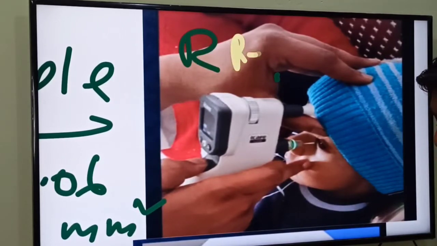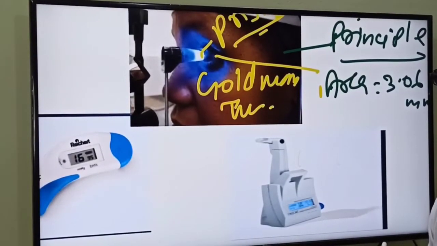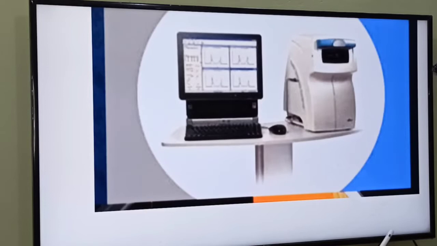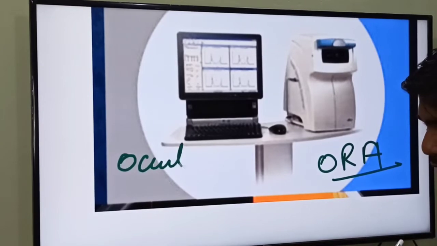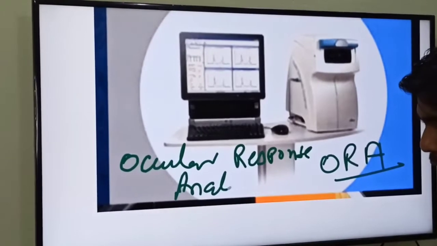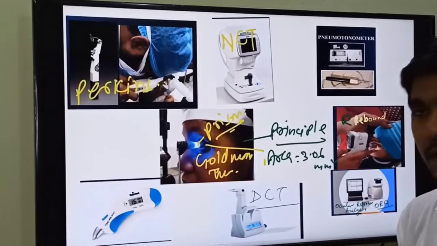This is what we call the rebound tonometer. Now, what is this? This is the dynamic contour tonometer. And what is this? This is called ORA, Ocular Response Analyzer. Let me write ocular response analyzer. Sorry for the handwriting, but these are all the tonometers that can be asked in the examination.